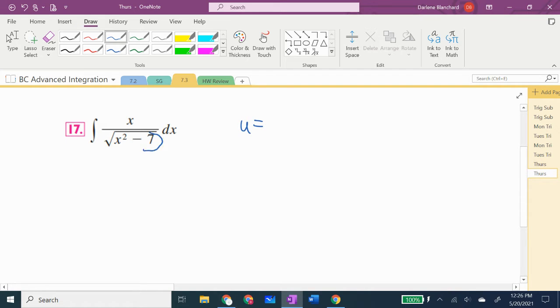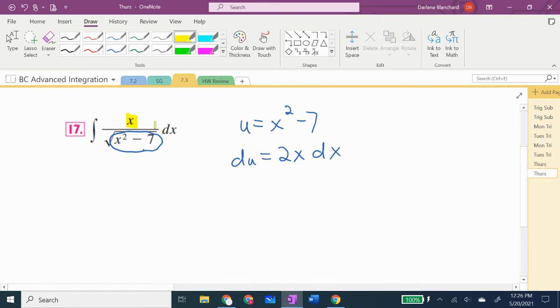If you make U everything under that root, the derivative happens to be the numerator times a constant multiple. So the lesson learned here is always try U sub first. Keep an eye out for it.